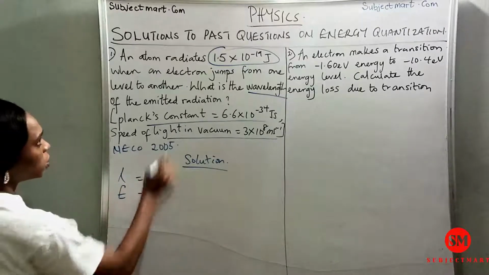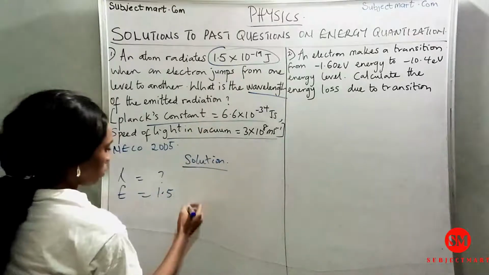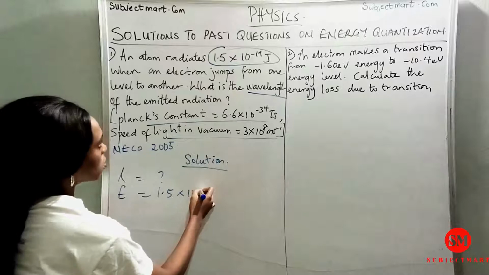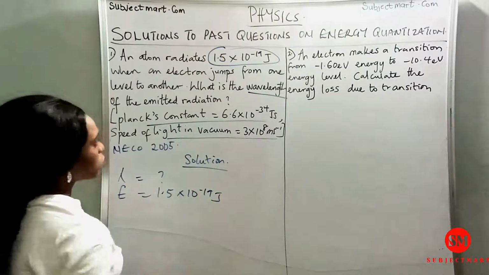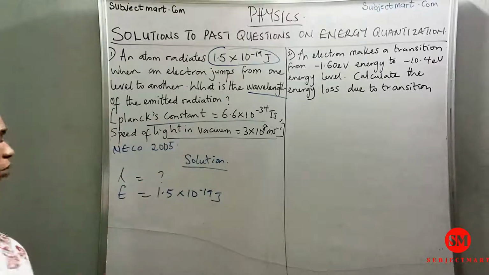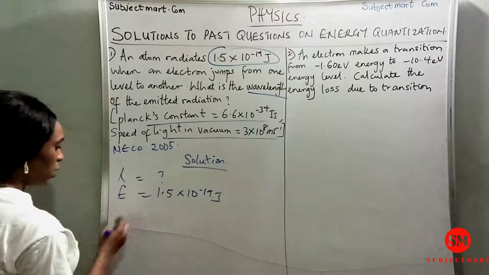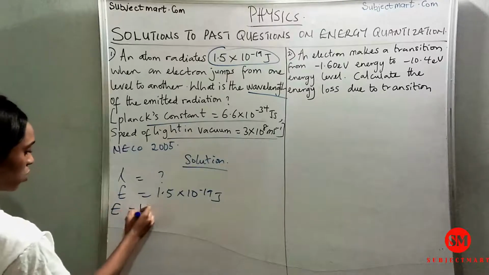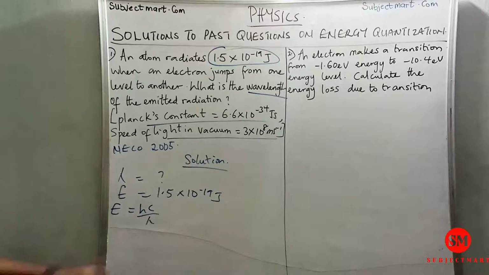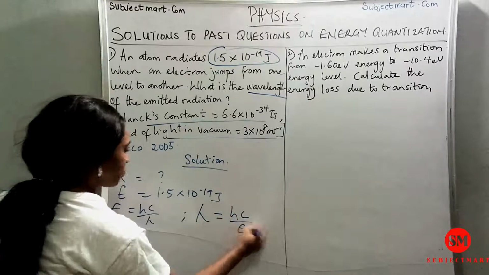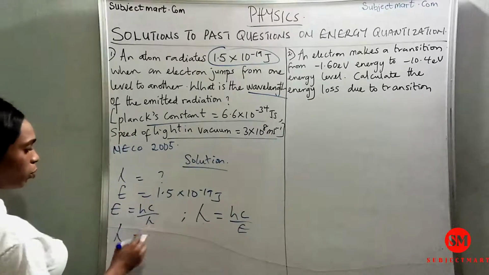We are given the E, which is 1.5 times 10 raised to the power minus 19 joules. Okay, we have our Planck's constant and then we have the speed of light. So we'll go ahead and slot in this formula, which says E. You recall that E is equal to hc over lambda. So if you make lambda the subject of the formula, that will give us lambda is equal to hc over E. So I'll go ahead and put this in our formula.